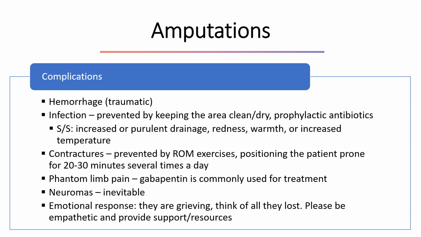Neuromas are another complication, and that's a clump of nerve axons in the distal end of the residual limb. There's really no way to prevent that. It's just kind of inevitable.